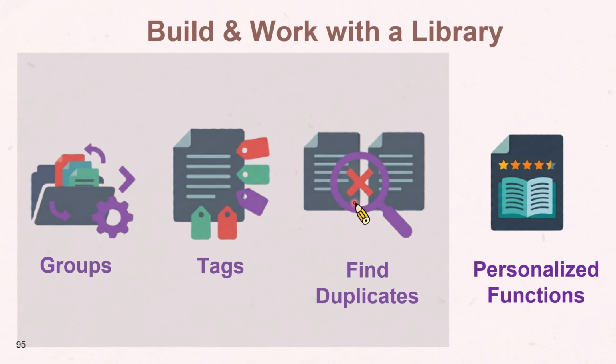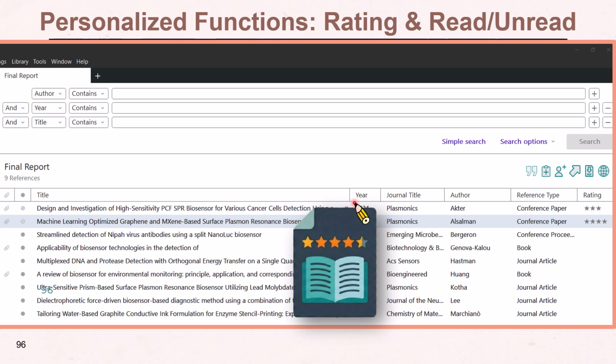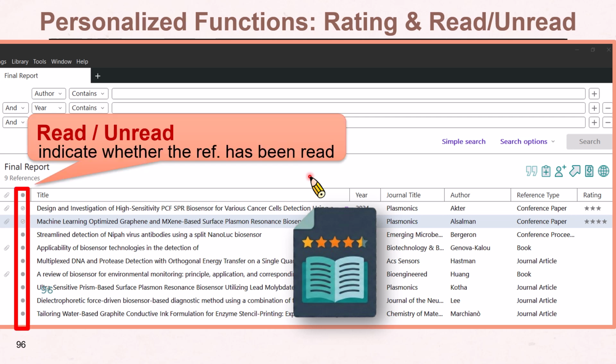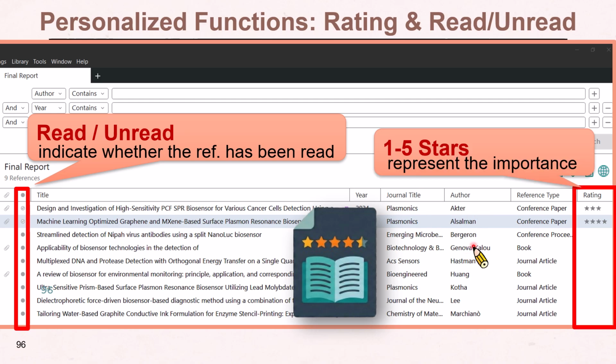Finally, here are some personalized functions. The rate and read features in EndNote are simple but powerful tools designed to help you manage your research workflow. The mark in front of each reference identifies whether the reference has been read. This helps you see at a glance which new articles you still need to review. And here's a rating column that you can use, 1 to 5 stars, to represent importance. These two functions help you sort references.